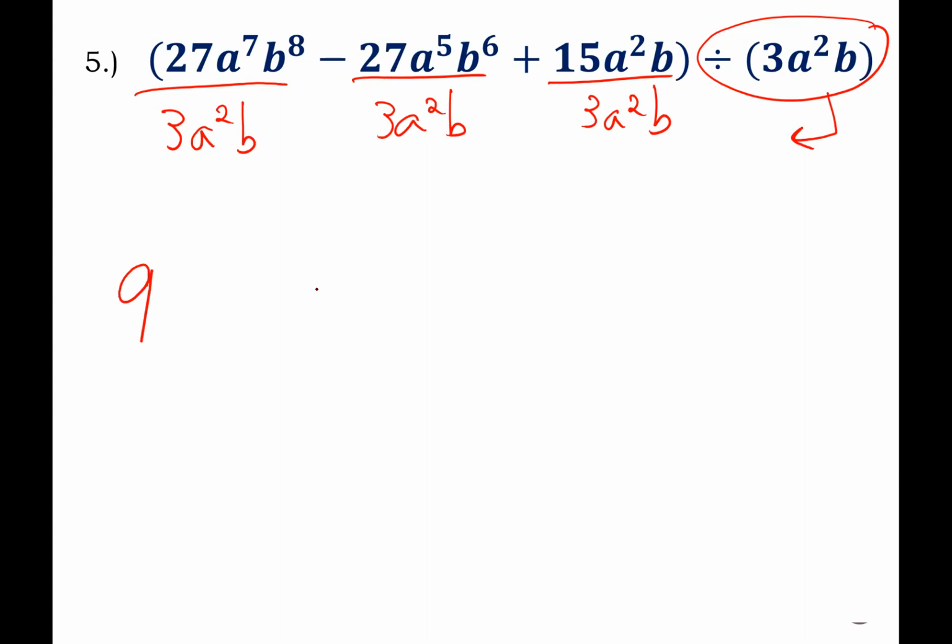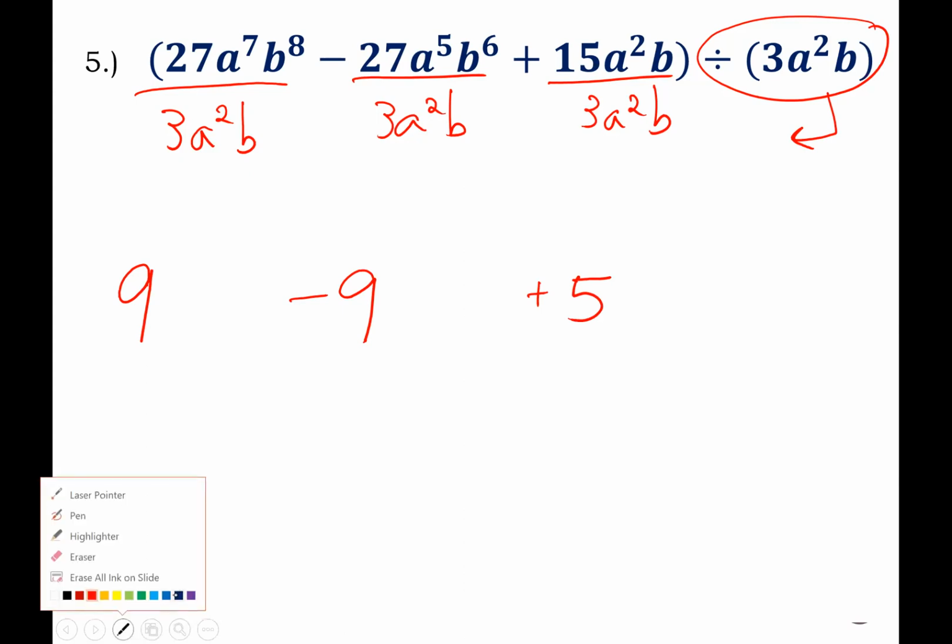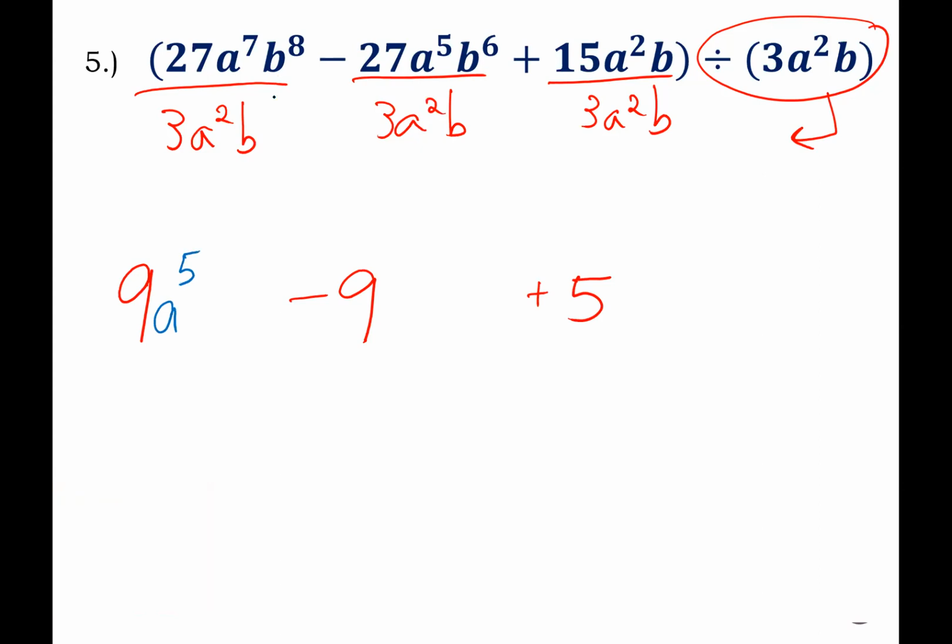This 27 divided by 3 is also 9 with the minus sign. 15 divided by 3, that's going to be 5. So I just took care of the coefficients first. Now I'll go back to the variables. Each time I'm going to subtract exponents. For the a, 7 minus 2 is 5, so that's a to the 5th. For the b, there's a 1 exponent there, 8 minus 1 is 7. So my first term is 9a to the 5th, b to the 7th.